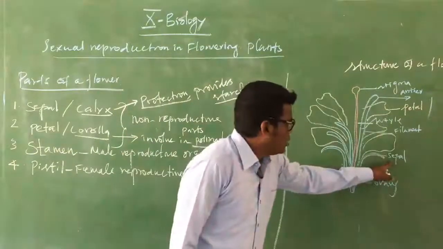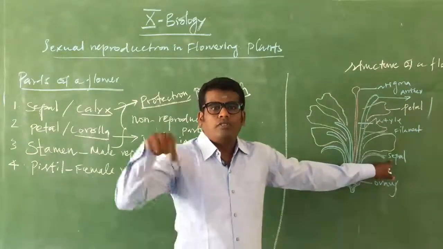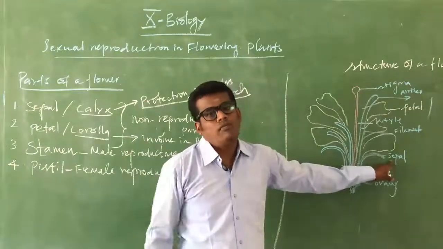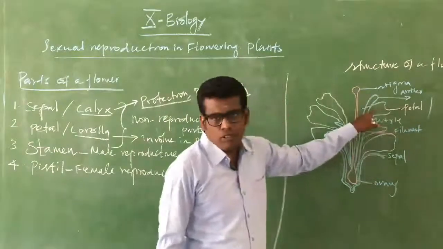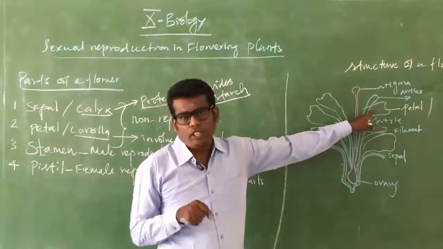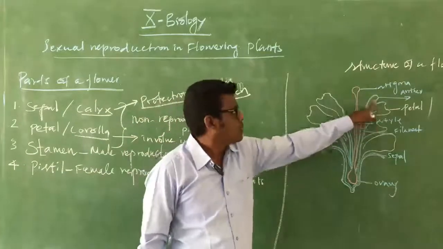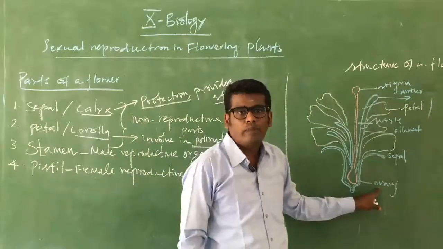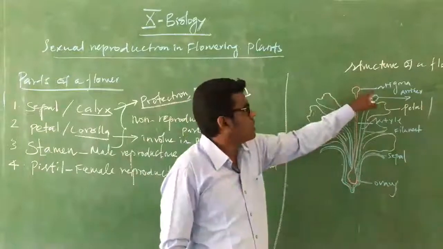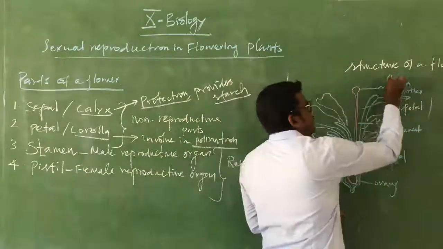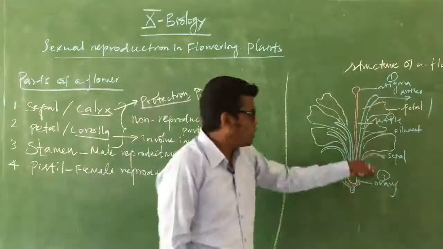Again, the sepal is green in color. It is not involved in reproduction; it gives protection and nutrition to the growing flower. The petal is colorful, in different colors, which attract insects for pollination, a process which occurs before fertilization. The center part of the flower is called the pistil. The pistil comprises three parts: the first part is the stigma, the second part is the style, and the third part is the ovary.